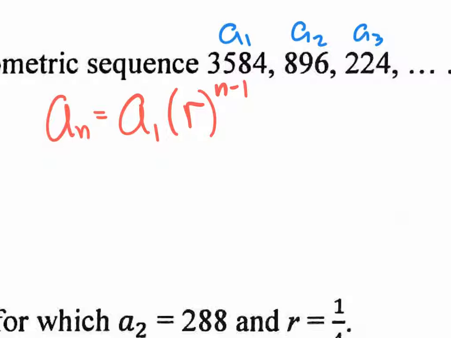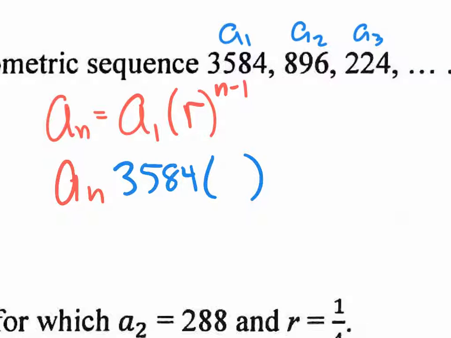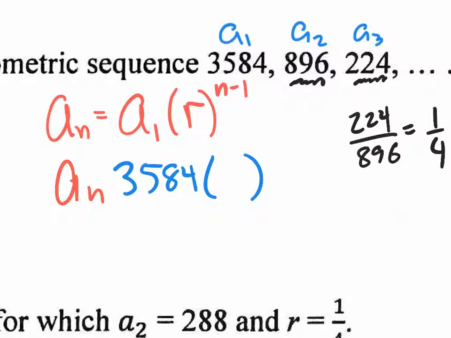But anyways, let's complete our rule. It's going to be a sub n, a sub 1 is 3,584, and then we need to multiply it by r. But the thing is, what is r? Well, let's find out what r is by simply taking a number and dividing it by the previous number. So I'm going to go 224 divided by 896. Let's first try it on a calculator. 224 divided by 896. And if you have a Texas Instrument, it'll show up as 0.25. If you have a Casio, it'll tell you the reduced fraction is 1/4. So that reduced fraction, the r, is 1/4.